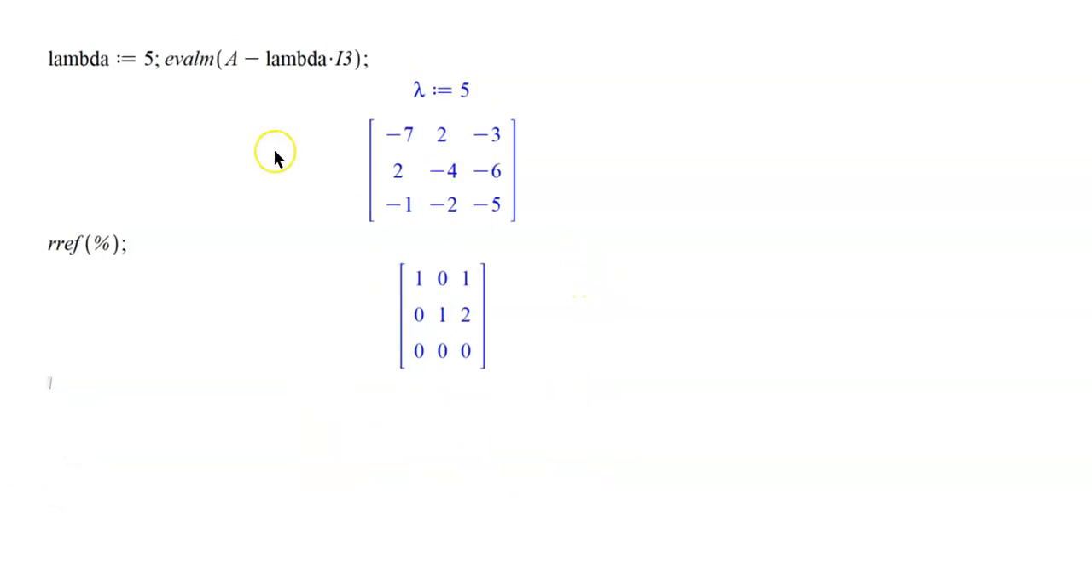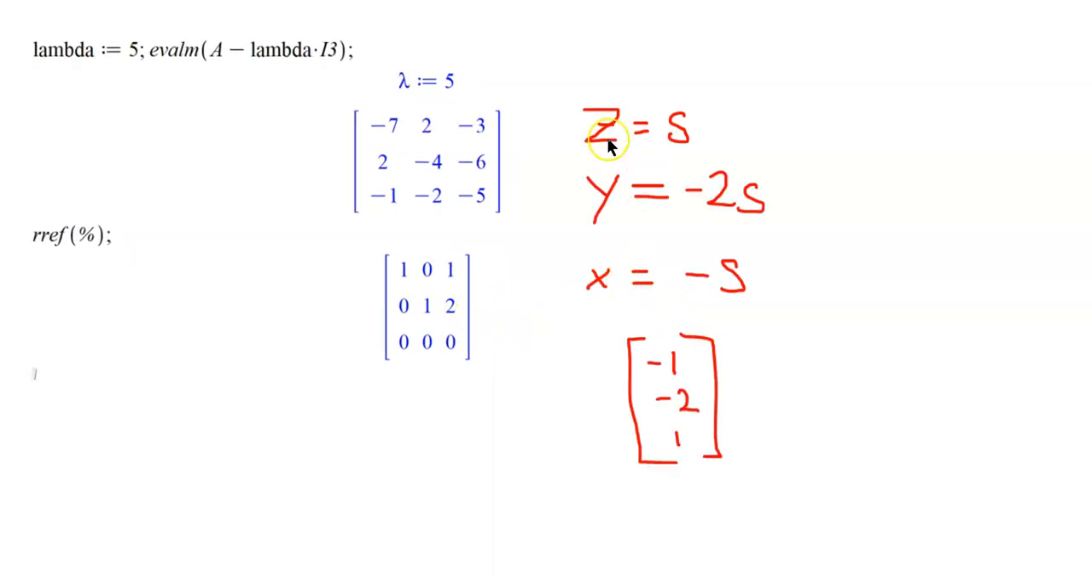Let's look at 5. If lambda equals 5, we plug that in, we row reduce it, and we get this matrix. Notice now I only have one free variable. I will let z equal s, y is equal to negative 2s, and x is equal to negative s. So reading off to get my x, y, z, factoring out the s, I get (-1, -2, 1). So the eigenvector for this value is (-1, -2, 1). And that's how you find eigenvalues and eigenvectors. Now we're going to start doing it in class.